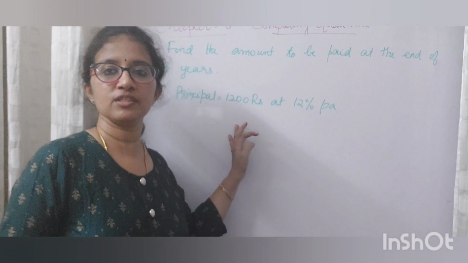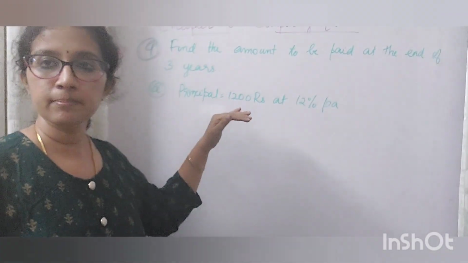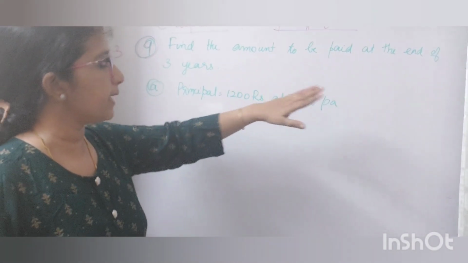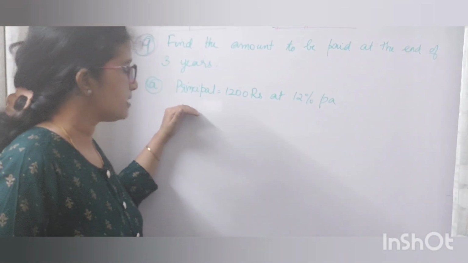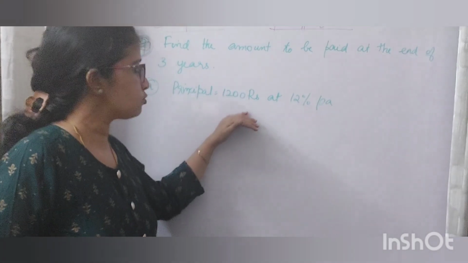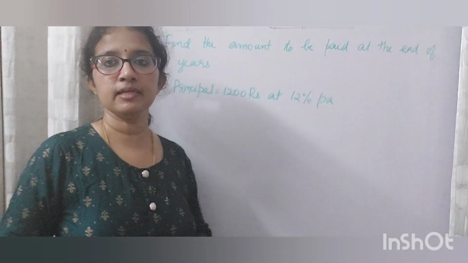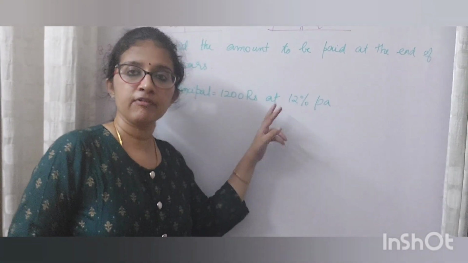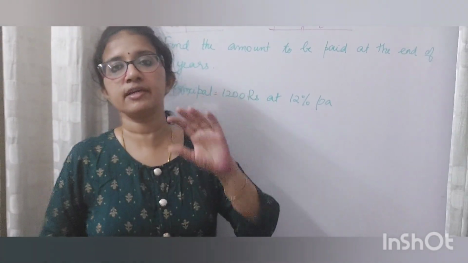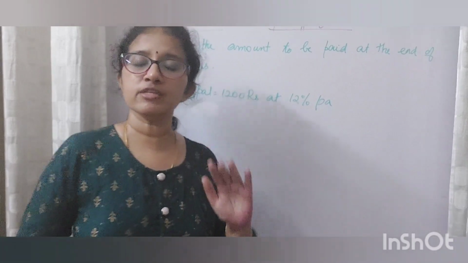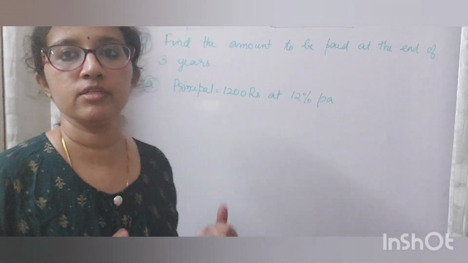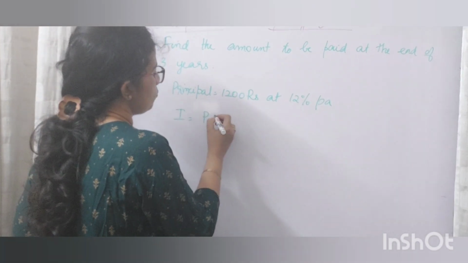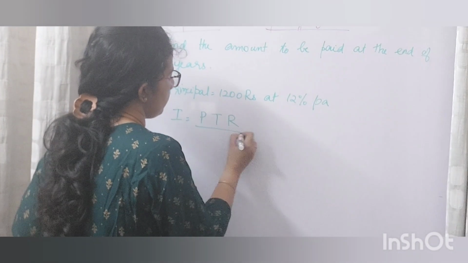Okay. Next question is from simple interest. Okay. So what is the question? Find the amount to be paid at the end of 3 years. Principal is equal to 1200 rupees at 12% per annum. Okay, this is rate of interest. Whenever they have given percentage, it means that it is rate of interest. So what is the formula which we already know in simple interest? Interest is equal to P into T into R by 100.